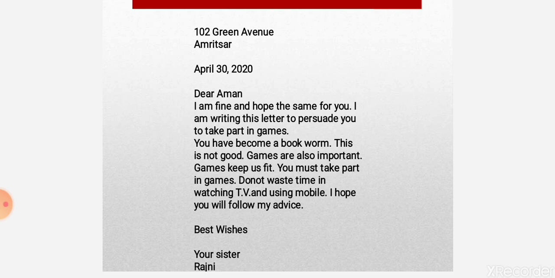So students, in the first para, we mention the reason for writing the letter, and then one by one the details, the message which the person wants to convey to his brother Aman. One by one about the games, their importance, and then it's concluded with, I hope you will follow my advice. With best wishes, your sister Rajni.